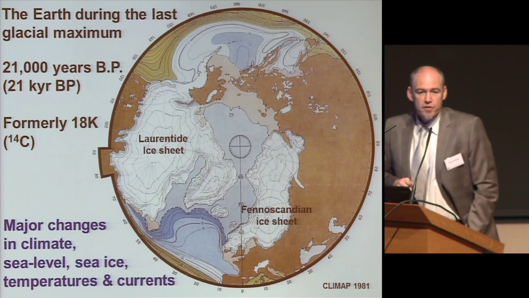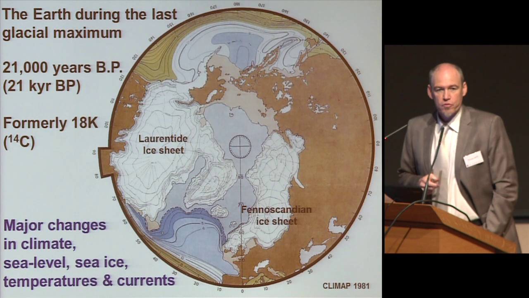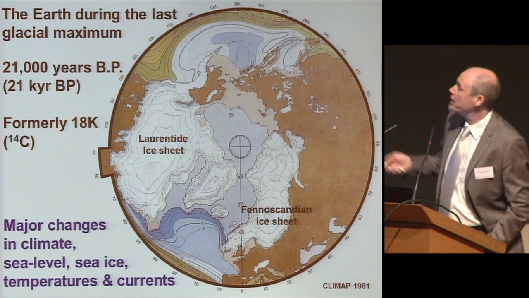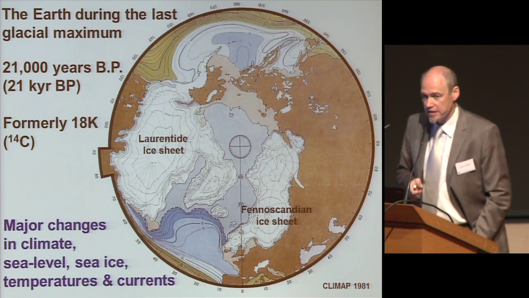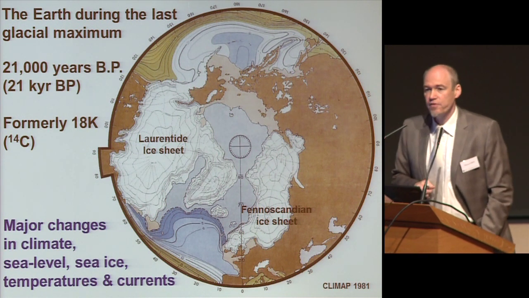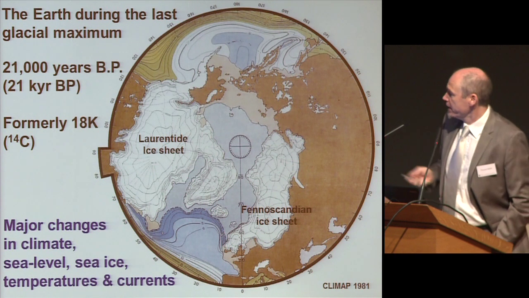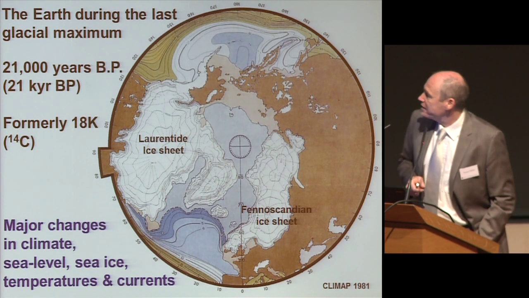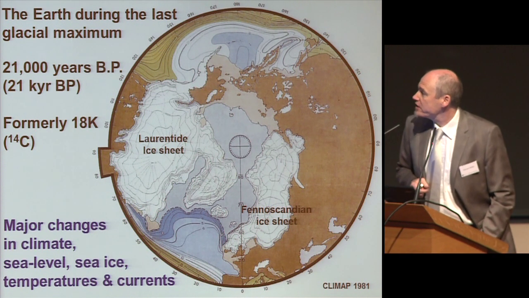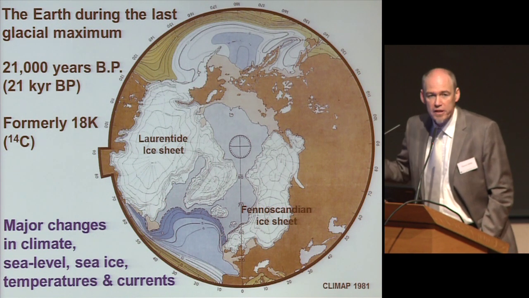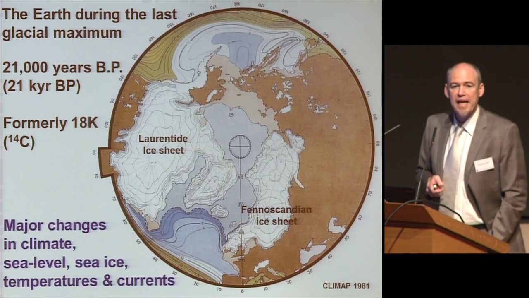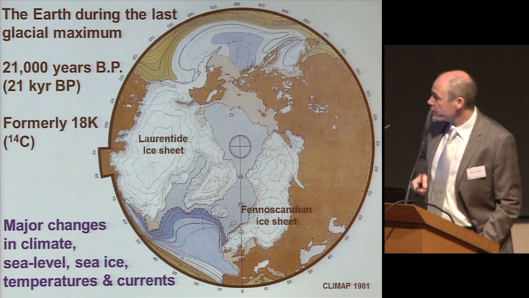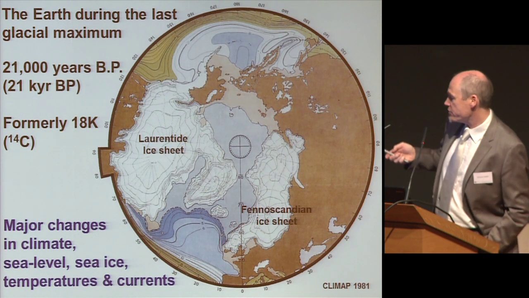And 21,000 years before present corresponds, in fact, to what we call the last glacial maximum. So this is a picture of the last glacial maximum, or what the northern hemisphere looked like at that time. This is 21 kiloyears before present. Formally, it was known in carbon-14 ages as the 18K map, and we know now that 18K corresponds to 21. That's the reason why I changed the title.